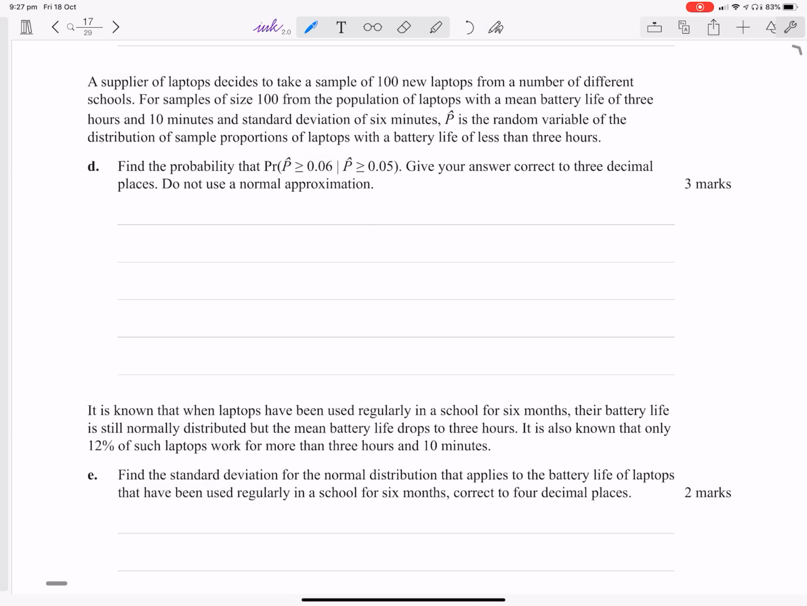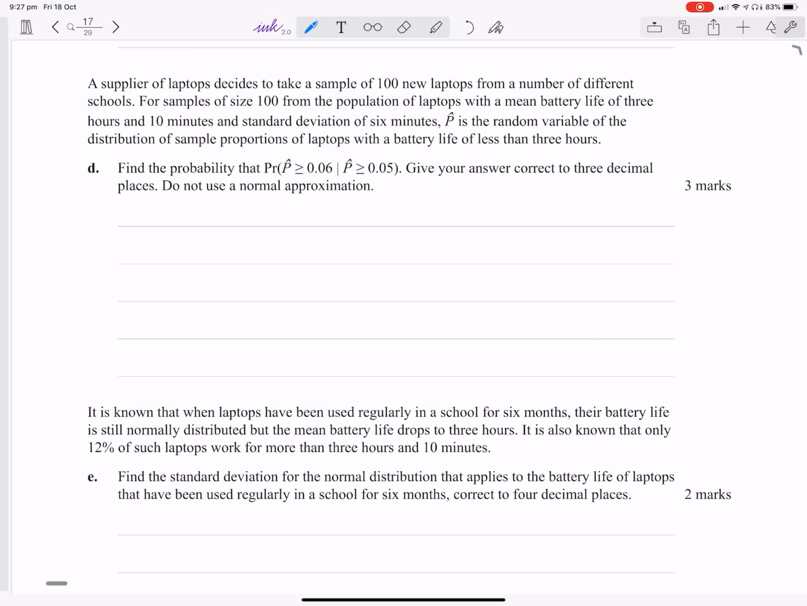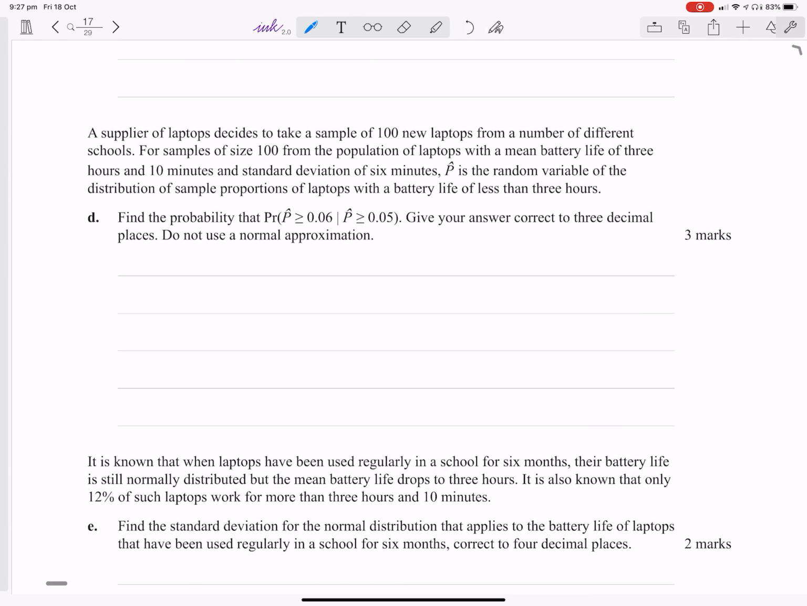Okay, a supplier of laptops decides to take a sample of 100 new laptops from a number of different schools. Samples of the size of 100 laptops. The population has a mean battery life of 3 hours and 10 minutes and a standard deviation of 6 minutes. P hat is a random variable. Okay, find the probability that P hat is greater than. So we've got to use the binomial distribution.